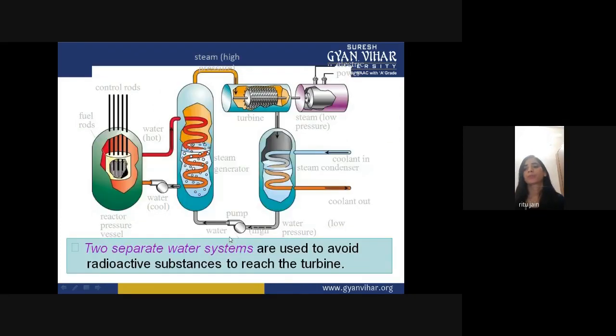Now, two separate water systems are used to avoid radioactive substances reaching the turbine. That's why we are using two separate water systems. This is your two separate water system, used to avoid radioactive substances reaching the turbine.